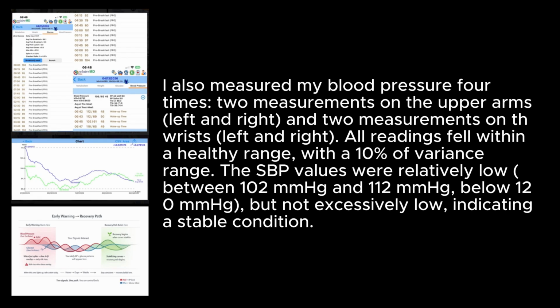I also measured my blood pressure 4 times: two measurements on the upper arms, left and right, and two measurements on the wrists, left and right. All readings fell within a healthy range, with a 10% variance range. The SBP values were relatively low, between 102 mmHg and 112 mmHg, below 120 mmHg, but not excessively low, indicating a stable condition.